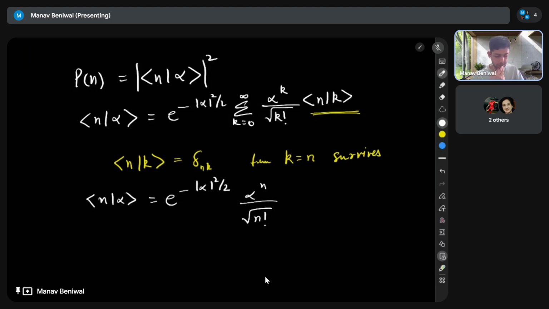Now to find P of n we have to take the mod square of this. So squaring this, the 2 will just go away.